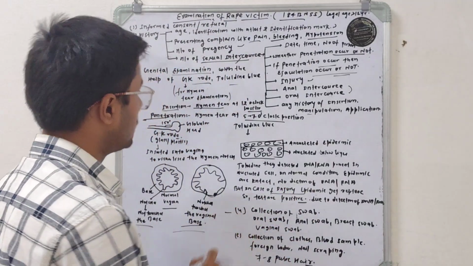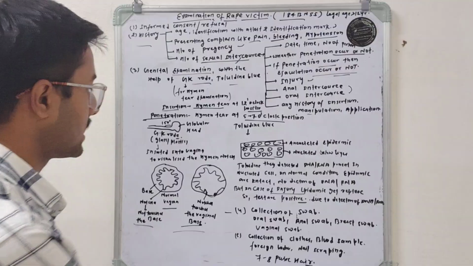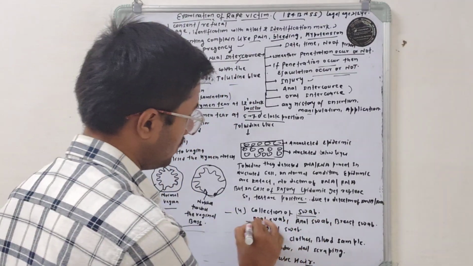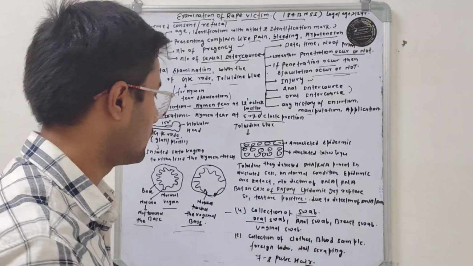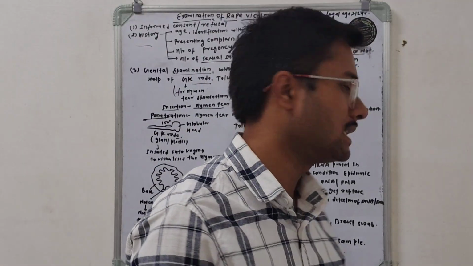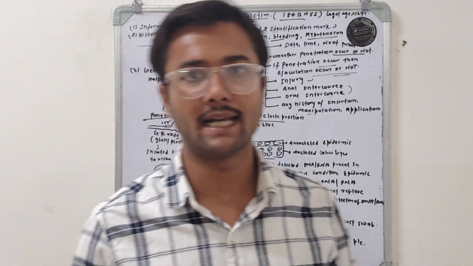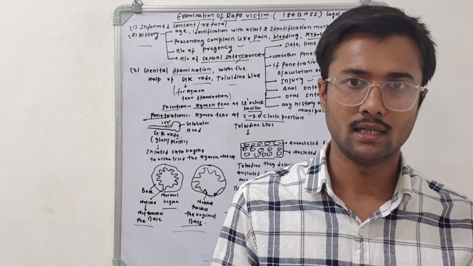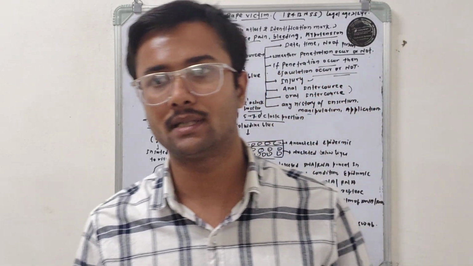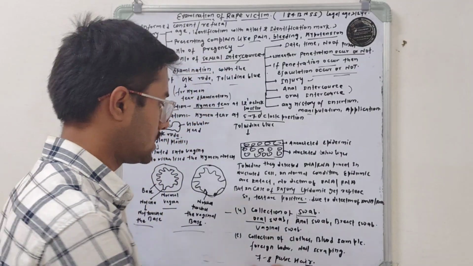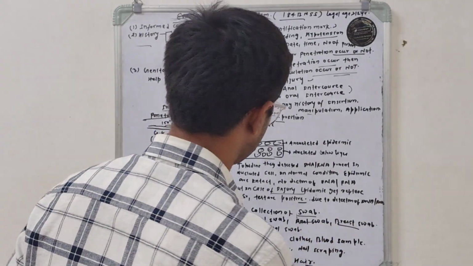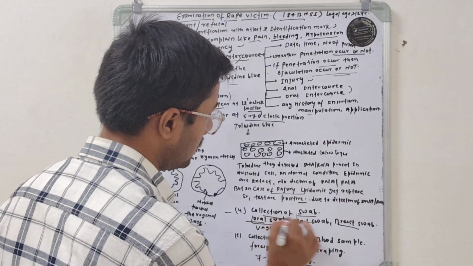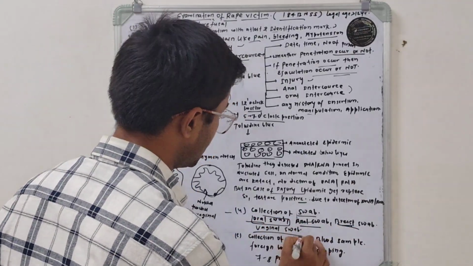After the genital examination, we go for the collection of swabs. What are the different swabs we have to collect? Basically, we collect 4 different types of swabs: anal swab, breast swab, oral swab, and vaginal swab. So these are the 4 swabs: oral, anal, breast, and vaginal.